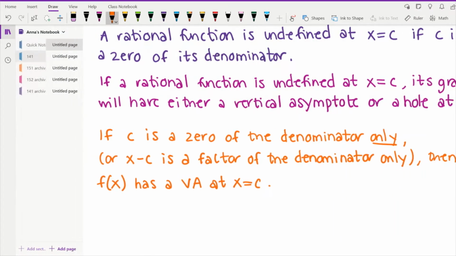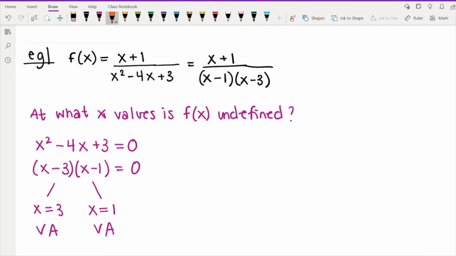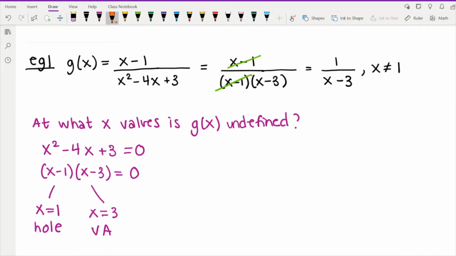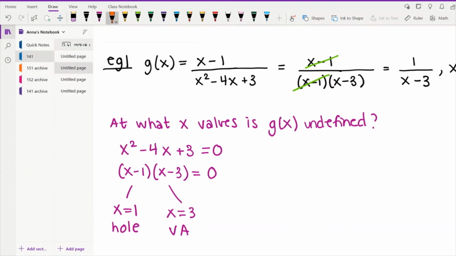So going back to our two examples, in the first example, both 1 and 3 were only zeros of the denominator, right? We didn't have any common factor in the numerator that canceled out. And then looking at our second example, that's what happened with 3, right? X minus 3 was a factor of the denominator only, meaning that 3 was a 0 of the denominator only. And so that's why we had a vertical asymptote.